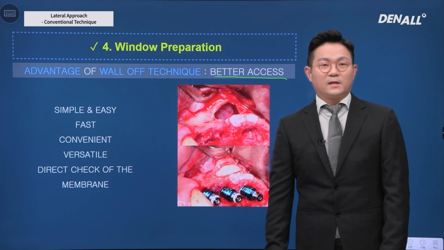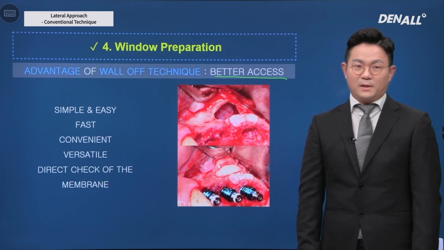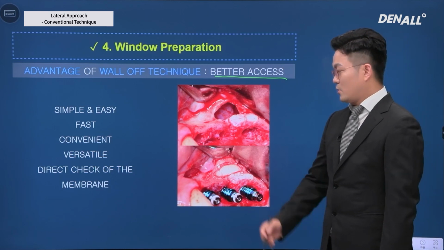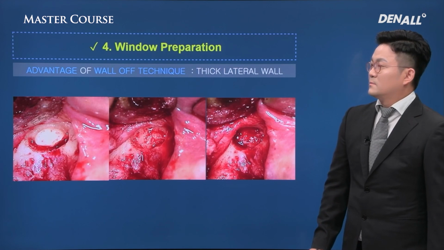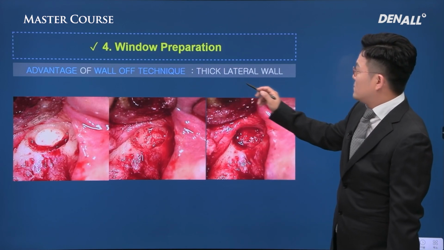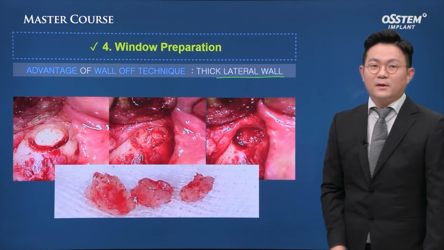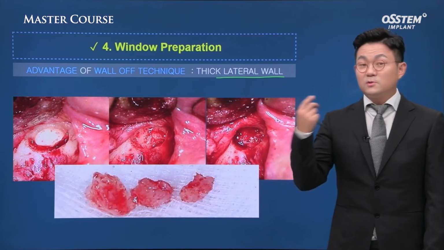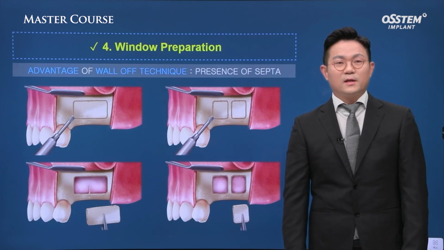So why do you use the wall-off technique? You have better access, and even if you're not experienced, it's very easy to get used to and very convenient to do. So there are different advantages. And the lateral wall, if it's thick, if you make a window you can make windows many times. So that's why the wall-off technique is used.